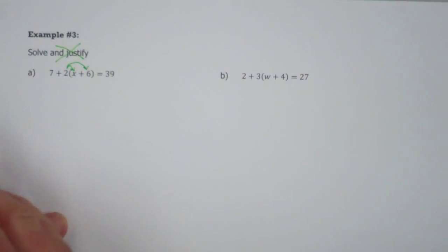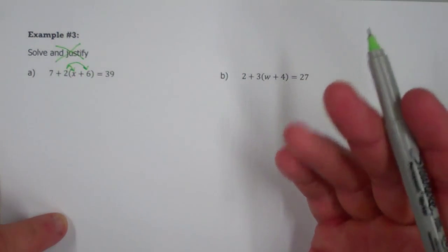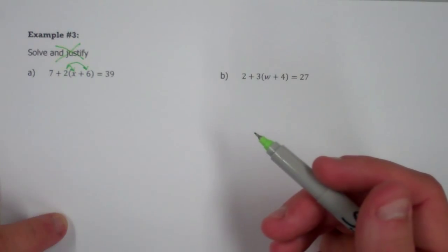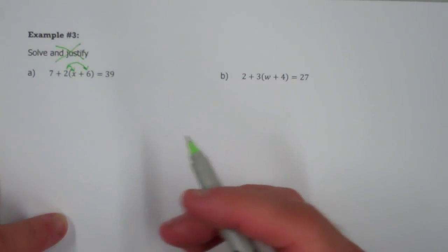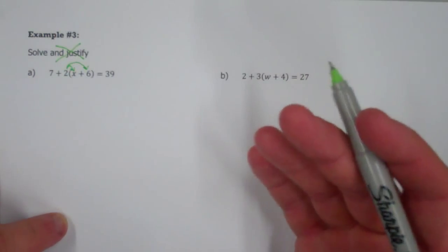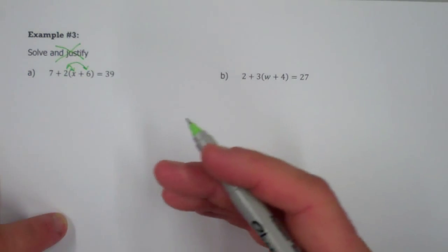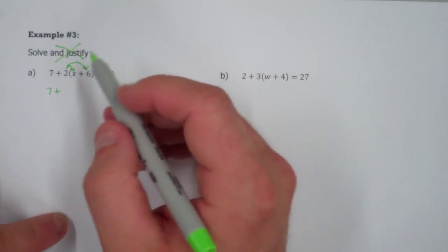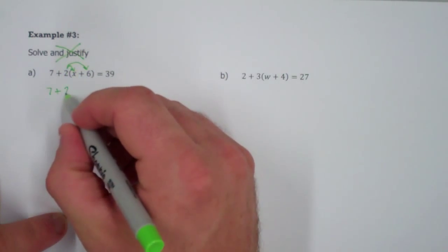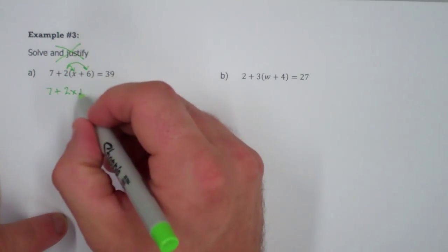Remember, when we work on one part of an equal sign, we can do things like the distributive property or combine like terms, but we can't do those things across. When we work across an equal sign, we need to add or subtract or multiply or divide each side by the same thing. So let's see what happens when we use the distributive property. We've got 2x, and then 2 times 6 is 12.